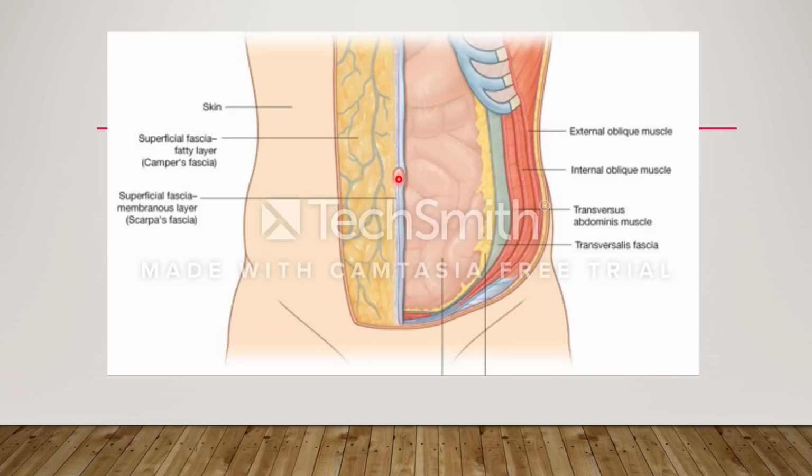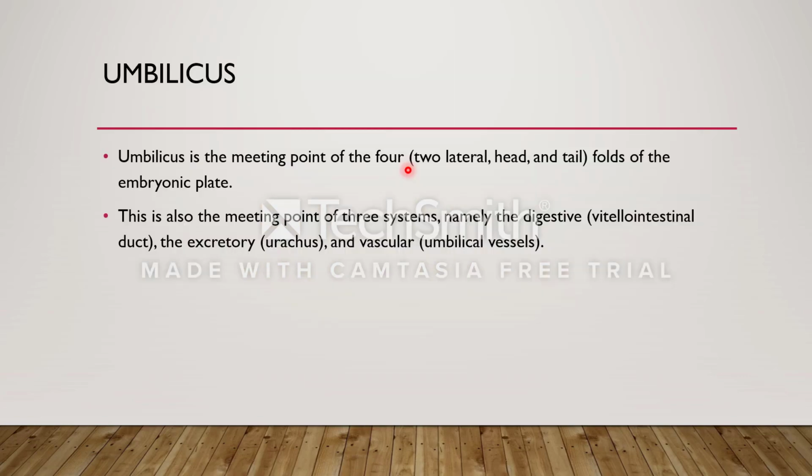See here, this is umbilicus. This is the site of attachment of the umbilical cord in the fetus. Umbilicus is the meeting point of four folds of the embryonic plate, two lateral, one head fold and one tail fold. And this is also the meeting point of three systems which are meeting at the umbilicus. Number one is the digestive system, number two is the excretory system, and number three is the vascular system.